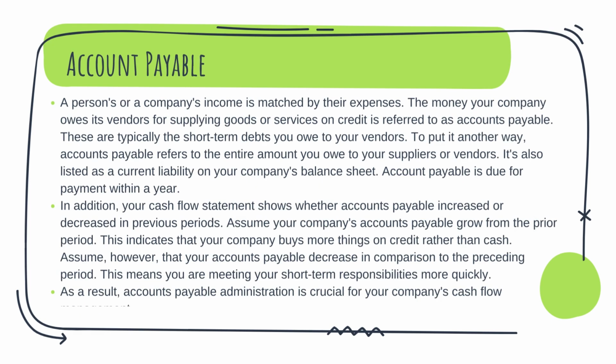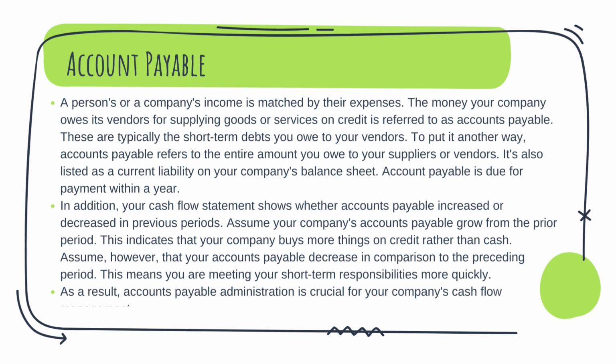Account payable. A person's or a company's income is matched by their expenses. The money your company owes its vendors for supplying goods or services on credit is referred to as accounts payable. These are typically the short-term debts you owe to your vendors. To put it another way, accounts payable refers to the entire amount you owe to your suppliers or vendors. It's also listed as a current liability on your company's balance sheet. Account payable is due for payment within a year.